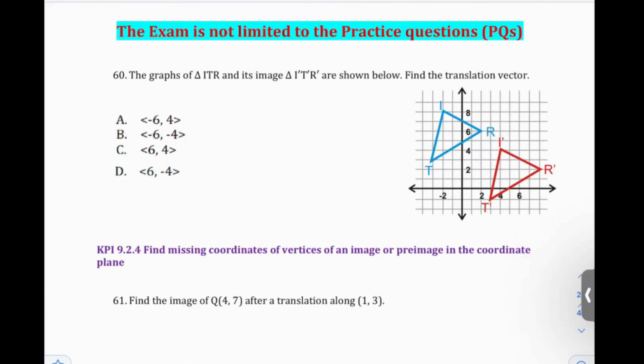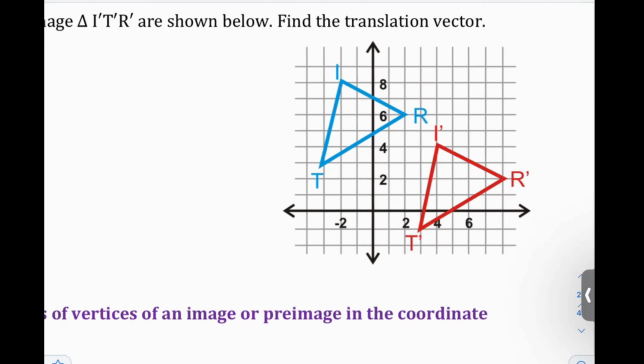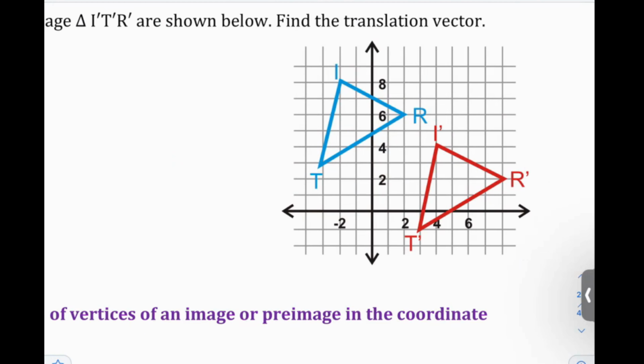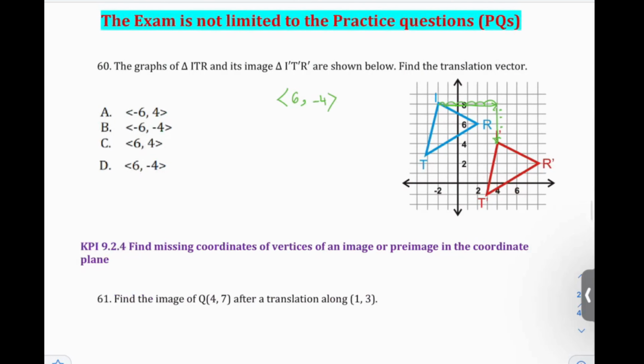The graph of ITR and the image I prime, T prime, R prime are shown below. Find the translation vector. Same technique. Here you have moved from I to I prime. From here to here, 1, 2, 3, 4, 5, 6 to the right. So it will be positive 6. Then down 1, 2, 3, 4. So it is negative 4. Of course, here the scale is 1, 1, so no need to worry about it. So you will choose 6 and negative 4, which is, in our case, D.